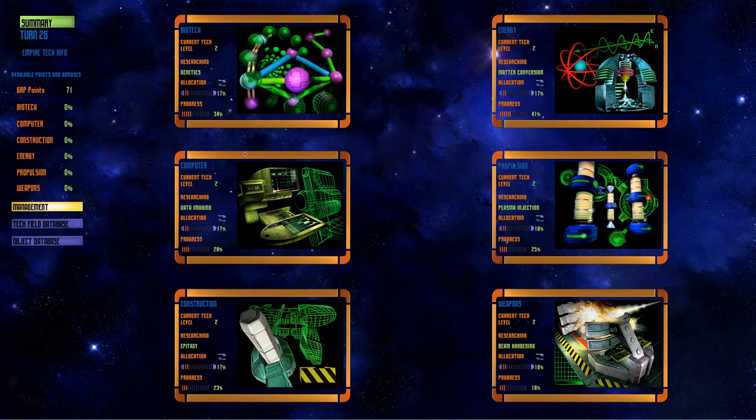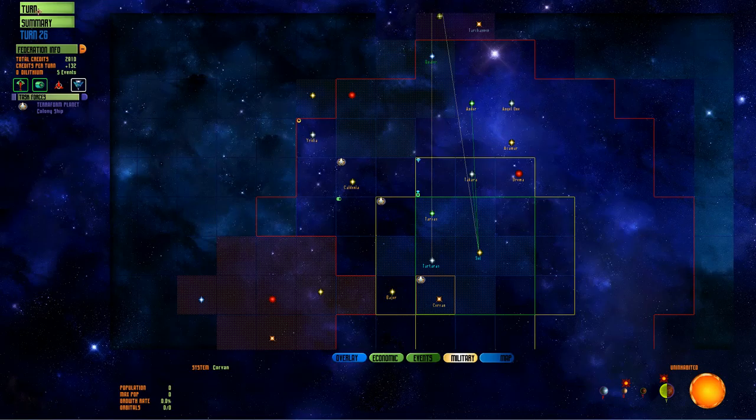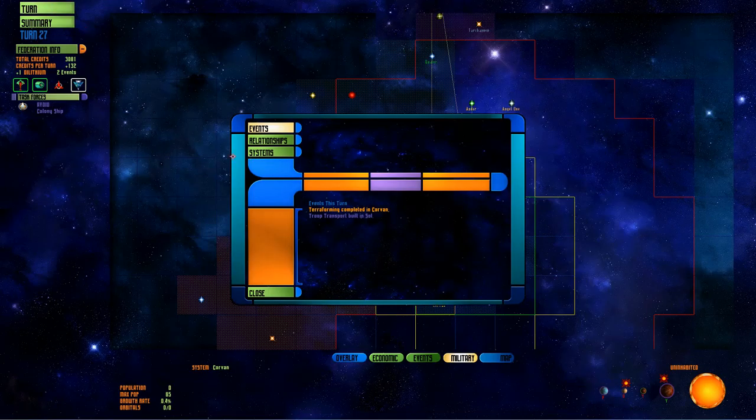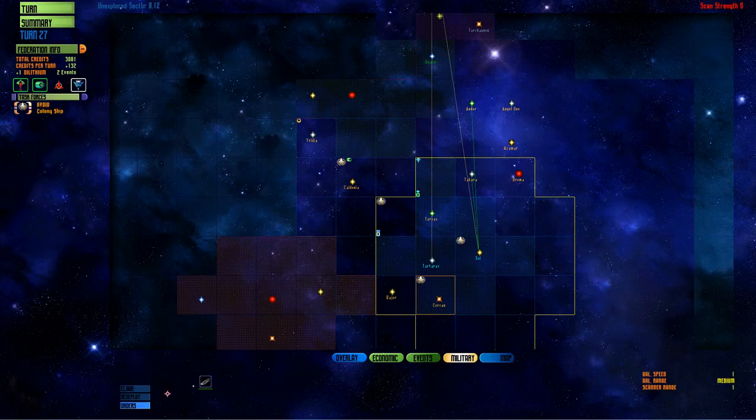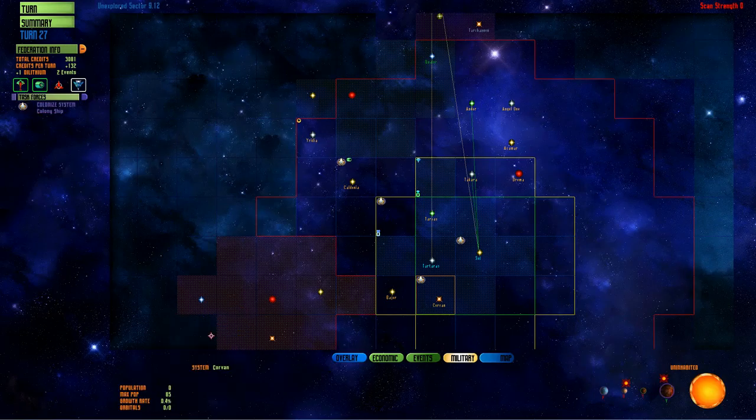Research actually. We are producing 71. 34% done on some of these, 41% done over here. Real well. Terraforming completed. Okay. So we terraform there and we build troop transport. So let's colonize this one. This system will be colonized. Build a troop transport so we can build a starbase somewhere. We want to build it here.